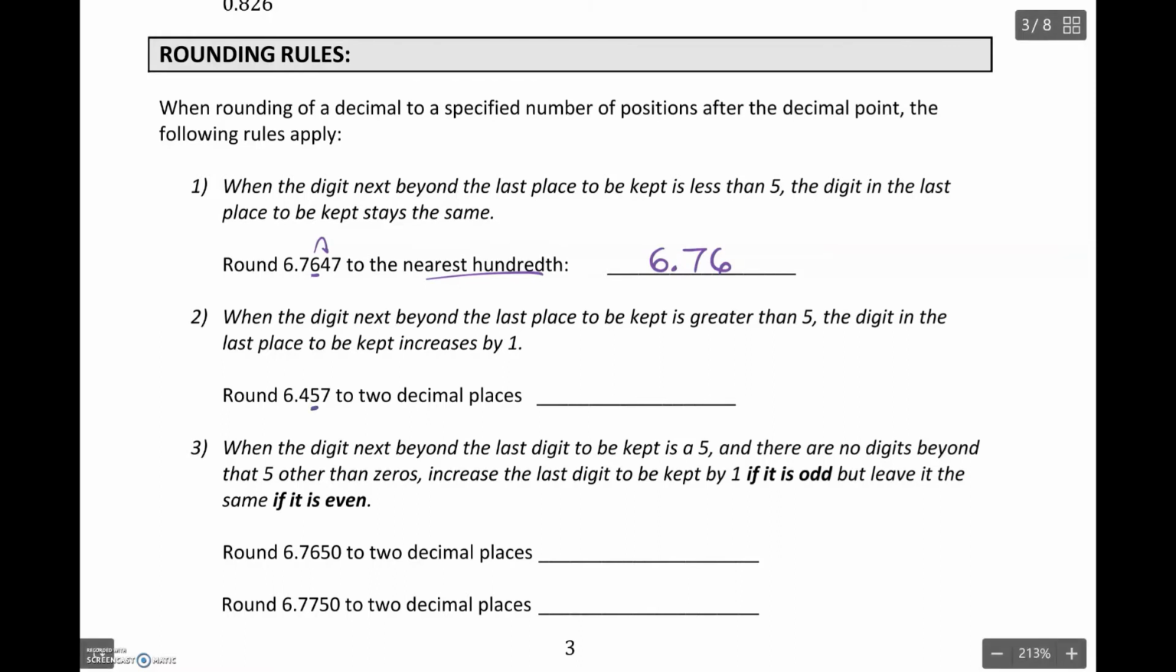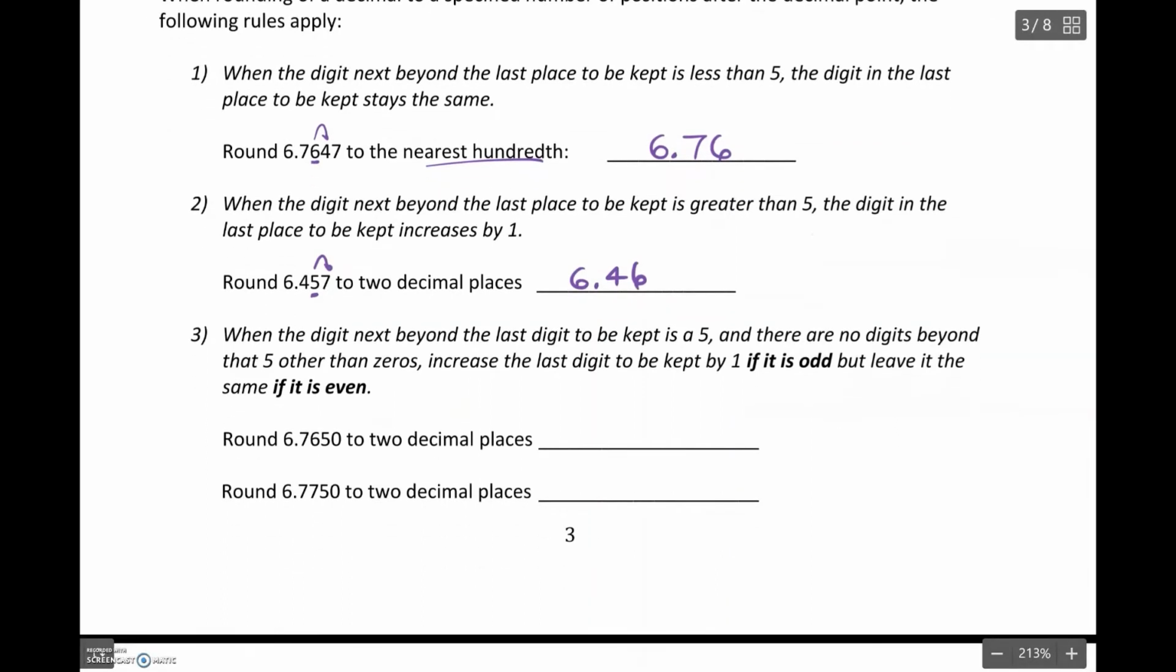The second case, we're also rounding to 2 decimal places. That's 5. So we look to the right. If the digit to the right is bigger than 5, then we increase the digit we're rounding to by 1. So this becomes 6.46. Because the 7 is bigger than 5, we increase the 5 by 1 to give us 6.46. So we consider 2 cases: when the number to the right is less than 5 or when it is bigger than 5. Now the question becomes, what happens if the number is equal to 5? What do we do in that case?